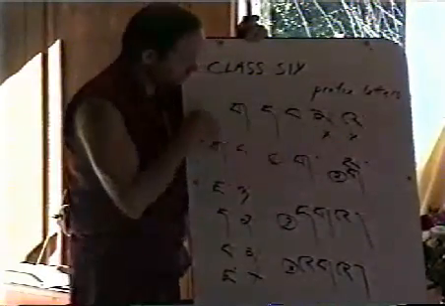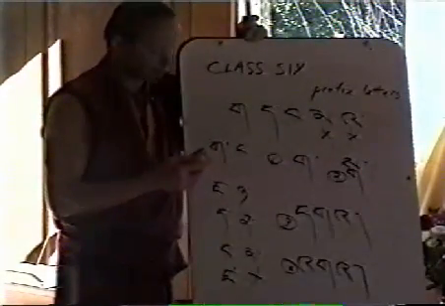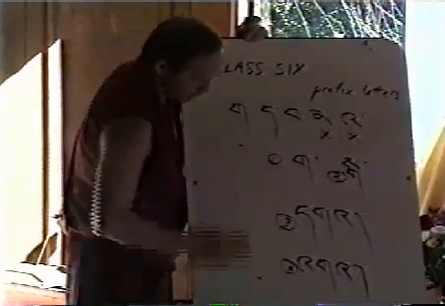So we had 5 prefix letters. 2 of them did prenasaling. Okay? I'll give you another example.